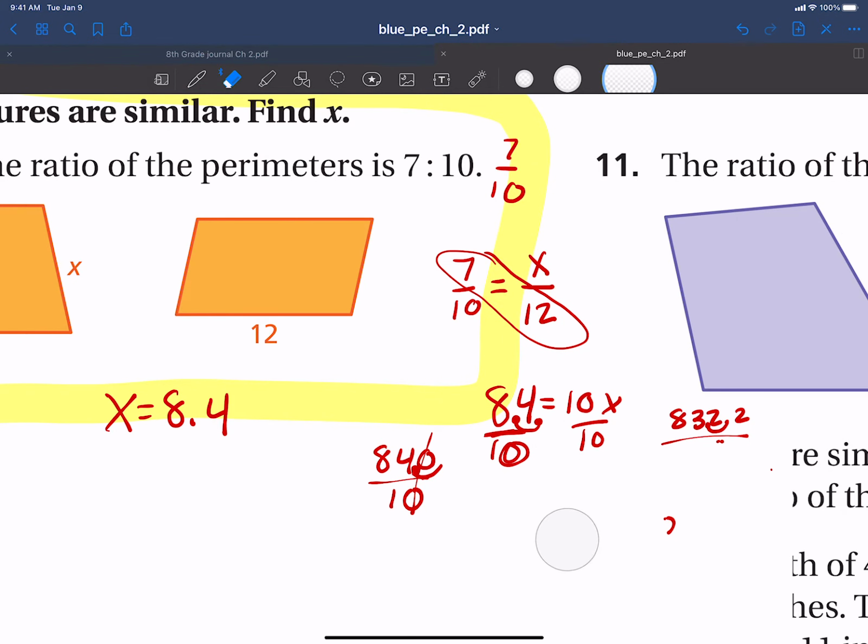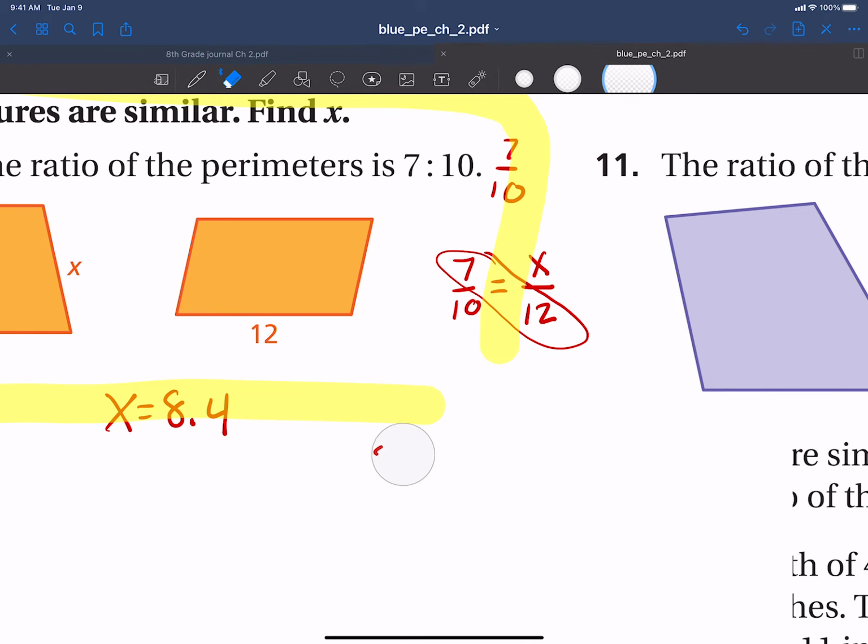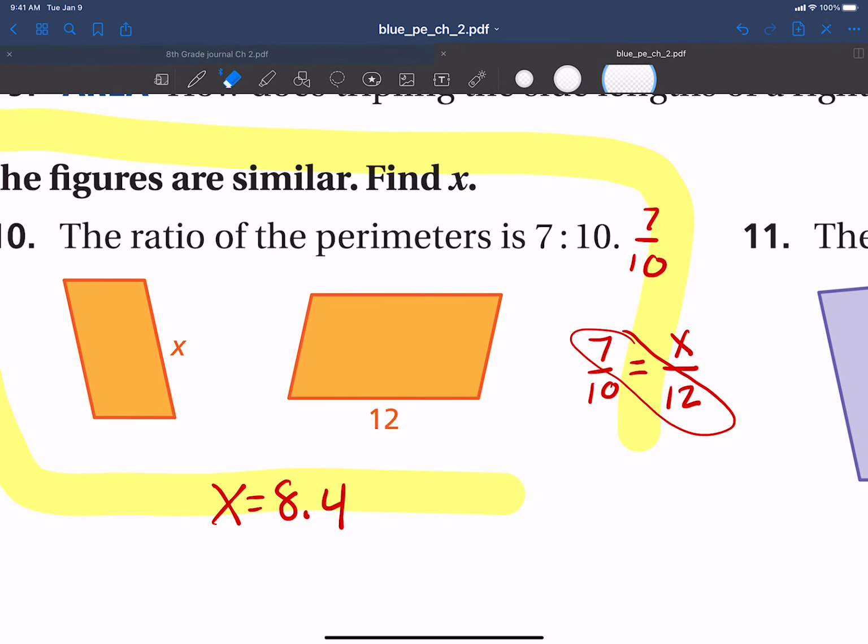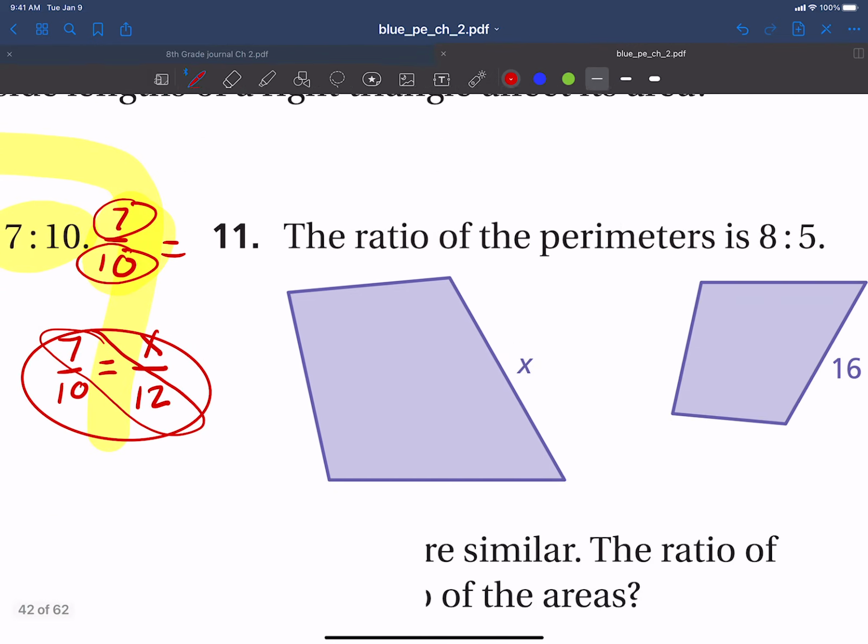But, guys, let's talk about what we did to solve this problem. First, we had the ratio they gave us, correct? We turned it into a fraction right here. Then we said, I think the 7 represents the small shape and the 10 represents the big shape because 7 is smaller than 10, right? Knowing that, we could make a new proportion of small to big, and we set them equal to one another. Then we cross multiplied, did a little math business, and we found out x equals 8.4. Let's do another one.